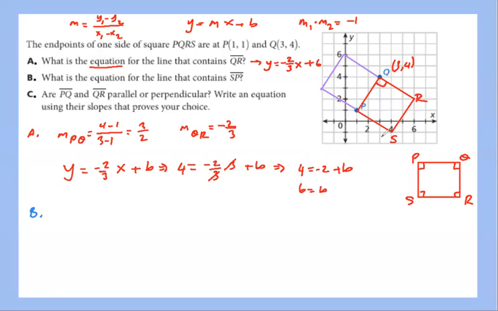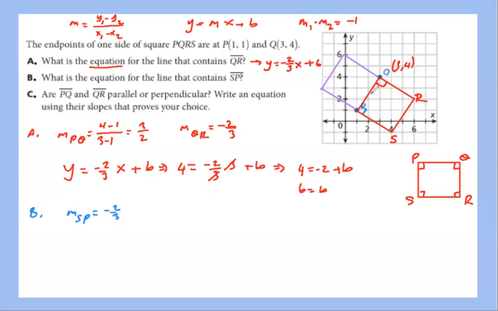So, but it doesn't matter. This line, PS, is perpendicular to PQ. So we already know the slope of PQ is 3 over 2, meaning that the slope of PS, or SP, has to be the opposite reciprocal, or negative reciprocal, of the slope of PQ, because PQ and PS make a 90 degree angle in this corner, so they are perpendicular. So it's kind of the same as this one, so that should be -2/3.